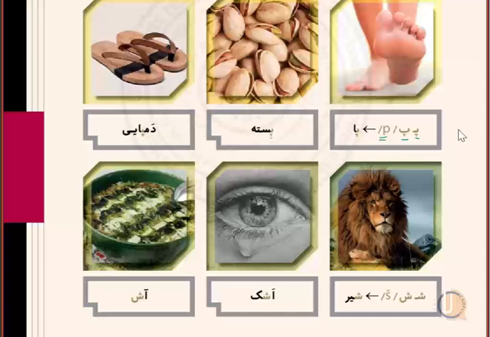Next one is sheen. Small sheen, capital sheen. The sound is sh, as in sheer. You can see the picture, that is lion and also milk. For both of them we use sheer. Ashk, tear. Ash, it's an Iranian food. So let's repeat again. Pa, peste, دمپایی, شیر, اشک, آش.